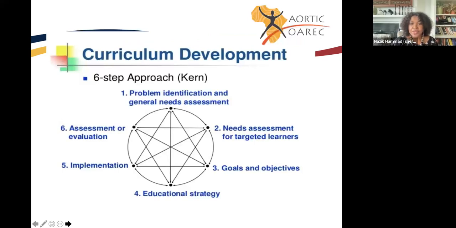There are several models and ways to develop a curriculum, but in medical education, the most popular one has been the 6-step approach by Kern. These involve problem identification, then the general needs assessment, and then the needs assessment for the learners themselves, creating goals and objectives, and which educational strategy or pedagogy you are going to engage in, and then how you implement and carry out your training, the curriculum, and then how you assess and evaluate the curriculum. So stay tuned for that.